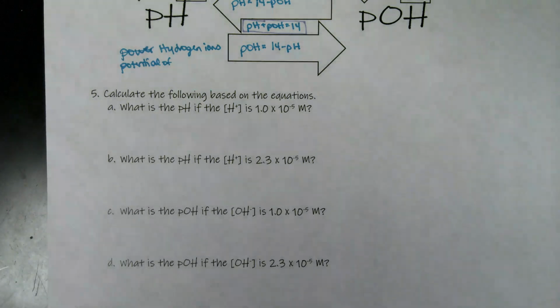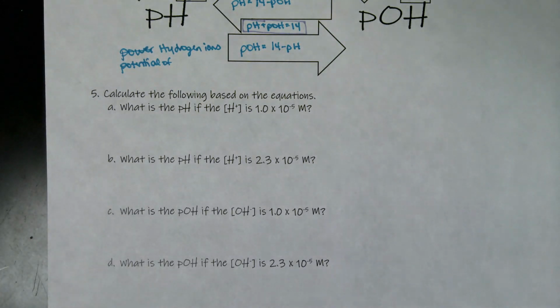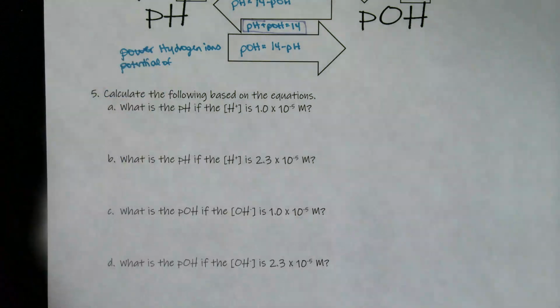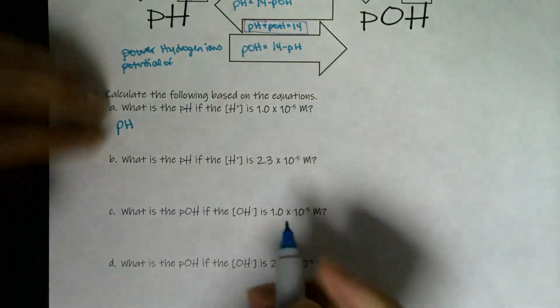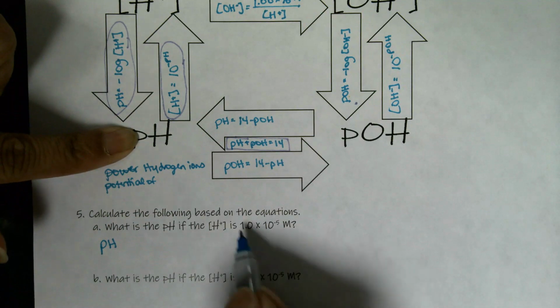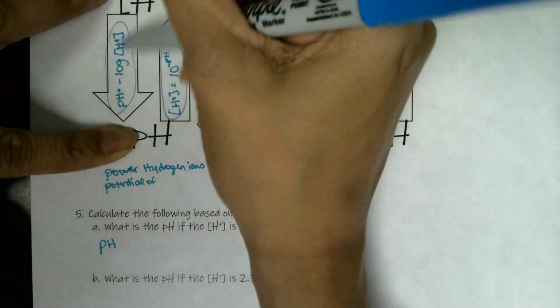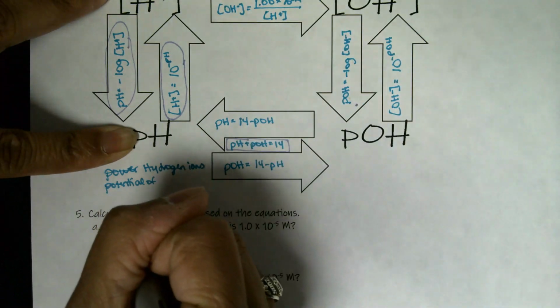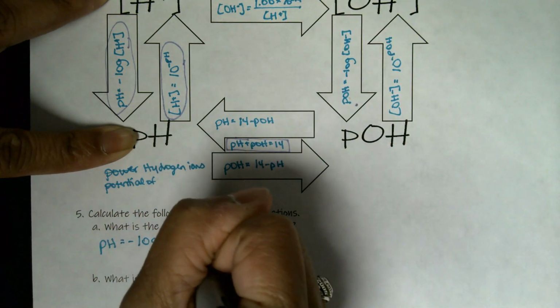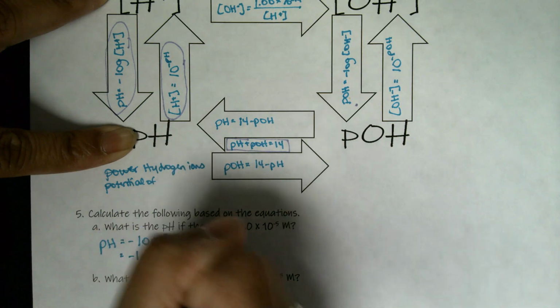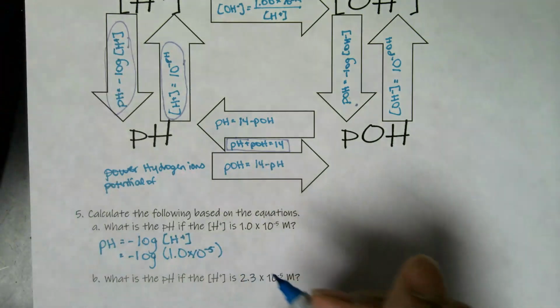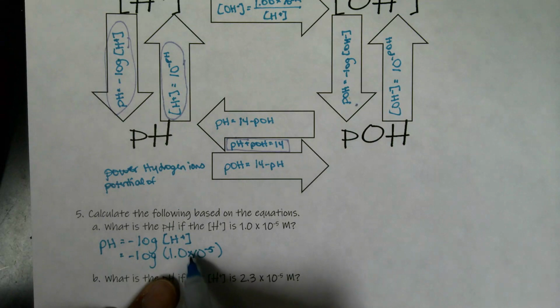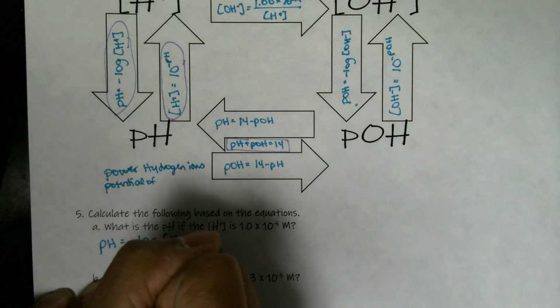So what is the pH if the H plus concentration is 1.0 times 10 to the negative 5th molar? Let's do the formulas in here first. I'm trying to solve for pH, and I'm given H plus, so I can use this equation. pH is equal to the negative log of the H plus concentration. So it's the negative log of 1.0 times 10 to the negative 5th. You might also remember from log that we're essentially getting rid of the 1 times 10, so this is going to be just 5.